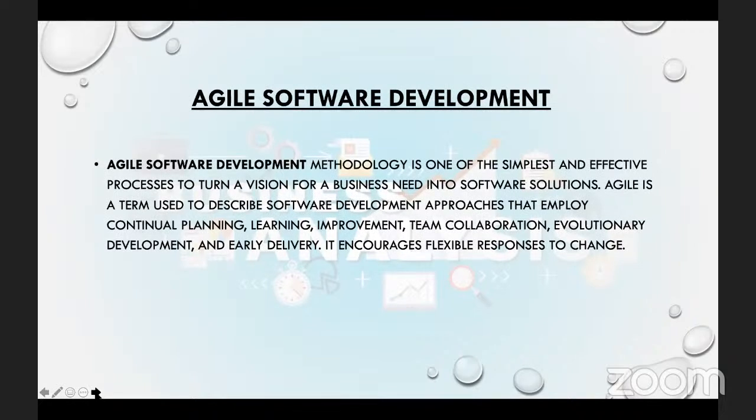Agile software development methodology is one of the simplest and most effective processes to turn a vision for a business need into a software solution, right? Agile is a term that is used to describe a software development approach that employs continual planning, learning, improvement, team collaboration, evolutionary development, and early delivery, right? You guys remember I talked about the early delivery over here. And it encourages flexible responses to change.